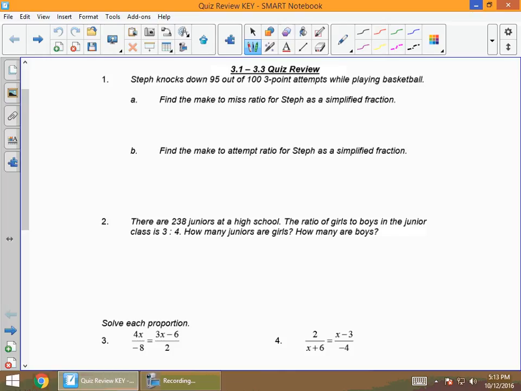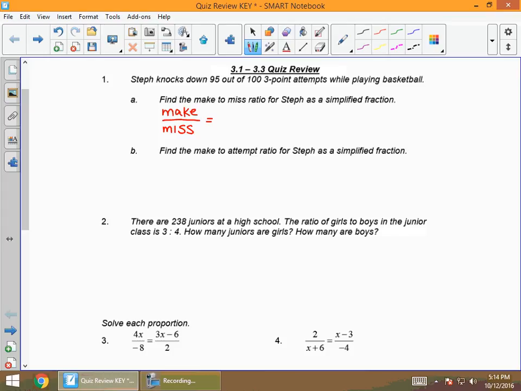The number one question, this is very similar to the one that we did in the notes, says Steph knocks down 95 of 100 three-point attempts while playing basketball. Find the make-to-miss ratio for Steph as a simplified fraction. Again, I would always recommend starting with words. So I want to do make on top to miss on bottom. There's my make-to-miss ratio.